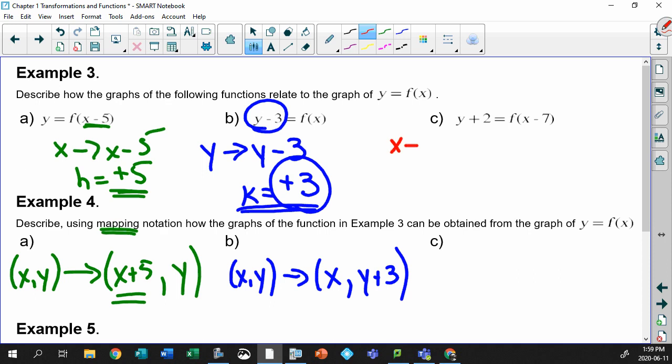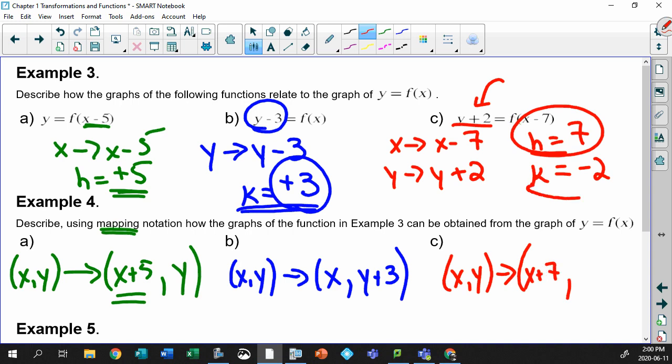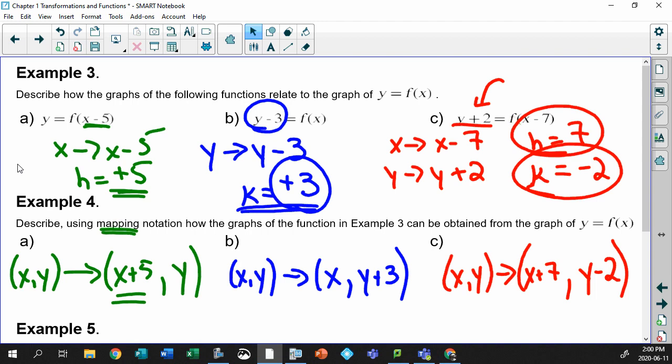And last but not least, let's look at the last one here. We said that the x is replaced by x minus 7. The y is replaced by y plus 2. But if you remember, that means that the h value was 7. The k value here was minus 2 because it flipped this sign. Okay, so here we go. Let's write it out here. In mapping notation, every point (x, y) becomes something different. Horizontally, there's the h, so x plus 7. Vertically, we go down, every y goes down by 2, so that'd be y minus 2. And there is how to do mapping versus replacement notation.